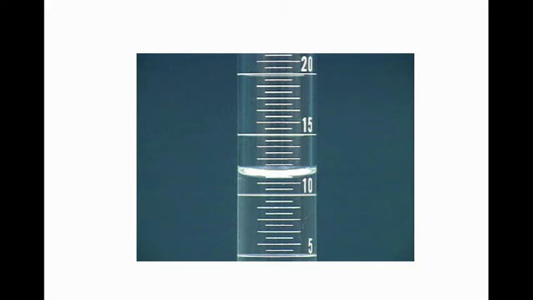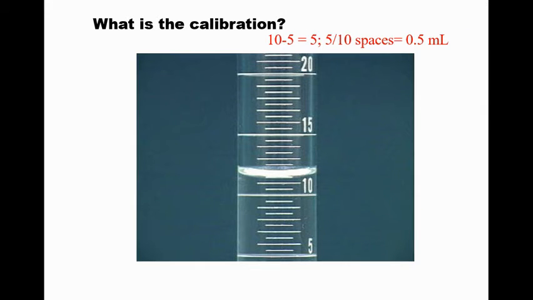Let's look at this graduated cylinder. See if you can calculate the calibration. So I see that two numbers that are written on there are 10 and 5, 15 and 10, 20 and 15. Notice it doesn't matter which two you subtract, you're going to get 5. And then you divide it by the fact that there are 10 spaces in between each number that is written.